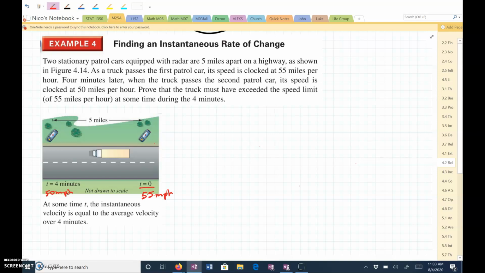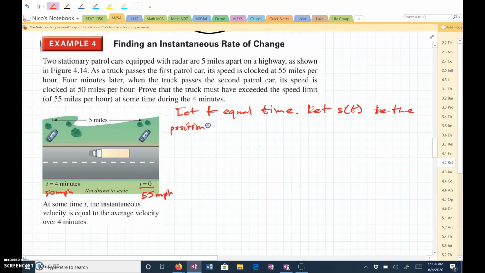Prove that the truck must have exceeded the speed limit of 55 miles per hour at some point during the 4 minutes. Okay, so first of all, let t equal time. Let s of t be the position function. So the position function will tell you where the truck is based on time.